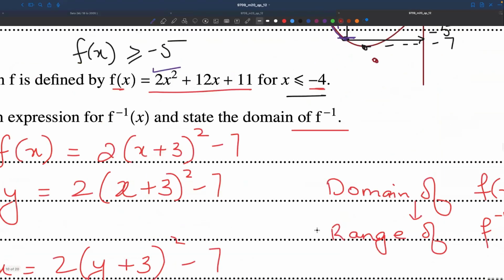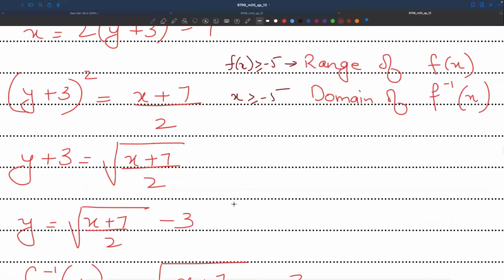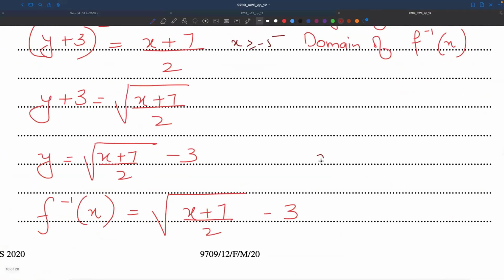So can I say if the range of f of x is greater than or equal to minus 5, then the domain of f inverse will also be x is greater than or equal to minus 5. So when they ask me for the domain, x will always be greater than or equal to minus 5.